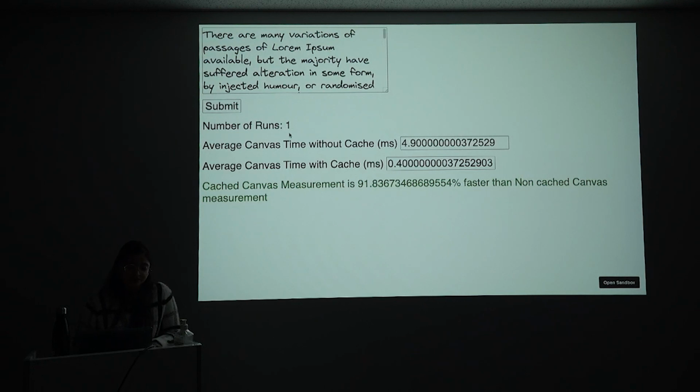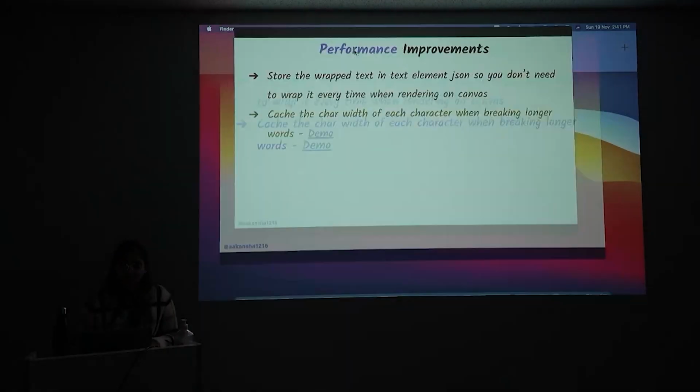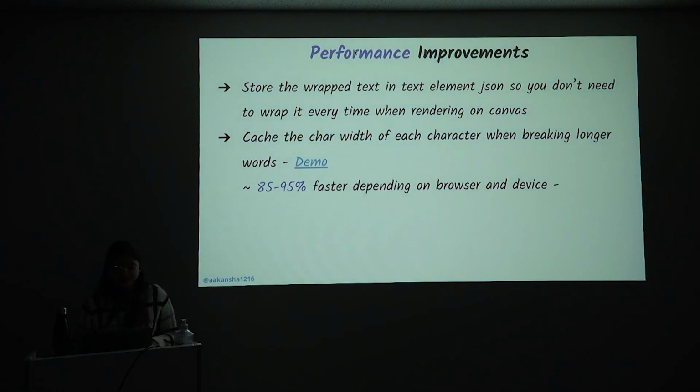For the first time, without cache, it is taking 4.9 milliseconds, and with cache, it is just 0.4 milliseconds. So it is already 91% faster. And as you use this more, the cache will be used more, so it should be even faster. It is 92% faster, 93. So you can see that it is at least 90% faster on this device. This is again a huge improvement. I can say that it's 85 to 95% faster on this browser and device.